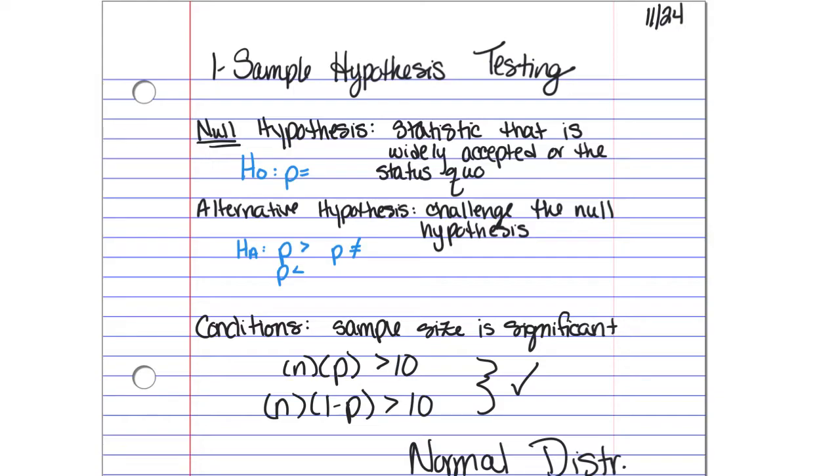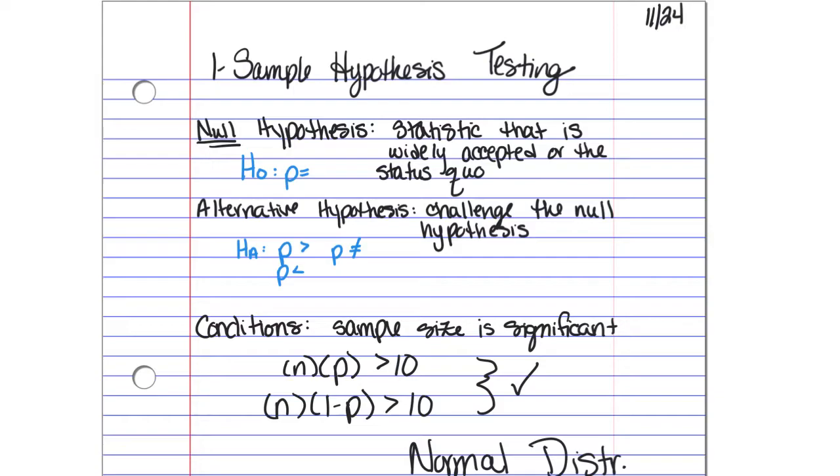Null means to start at the beginning. And so when we're doing a hypothesis test, we do need a place to start from. So what exactly am I challenging? Our null hypothesis will always have a proportion equal to something because that's already been established. So P is going to be equal to a given value.